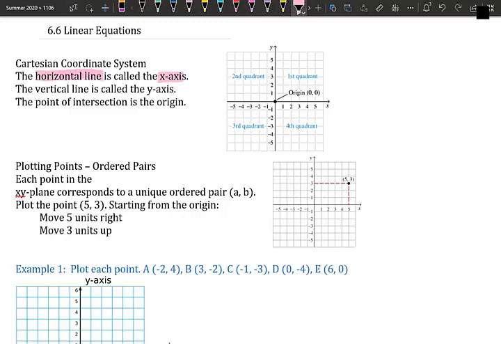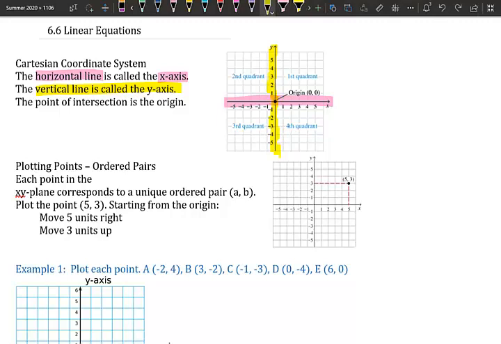So I'll highlight those for us. The horizontal line, which is the x-axis, that's that. And then we have the vertical line, which is the y-axis. And that's this one right here. Nothing new. The point of intersection is called the origin. So this point right here, that's called the origin.